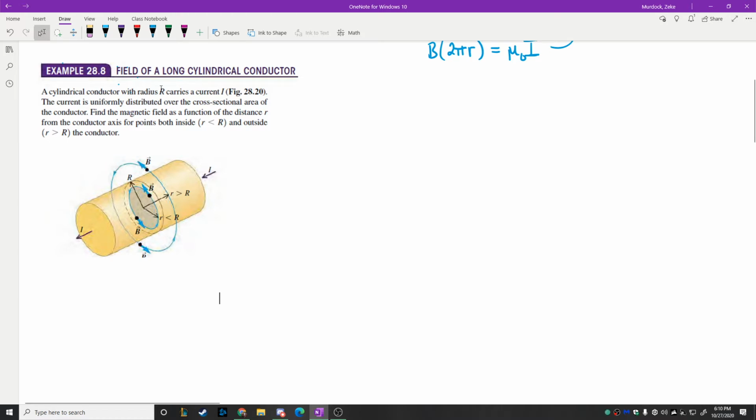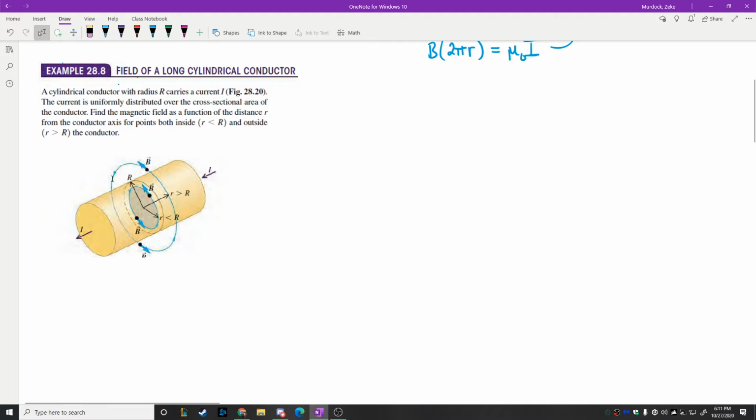Okay. All right, we're going to find the field of a long cylindrical conductor. This is a problem that comes up in your next lab or homework, I believe. Not this exact problem, but something like this. So you have a cylindrical conductor with a radius r, and it carries a current I. The current is uniformly distributed over the cross-sectional area of the conductor, so it's a uniform current density, you might say. We want to find the magnetic field as a function of the distance r from the conductor for both points inside and outside of the conductor.